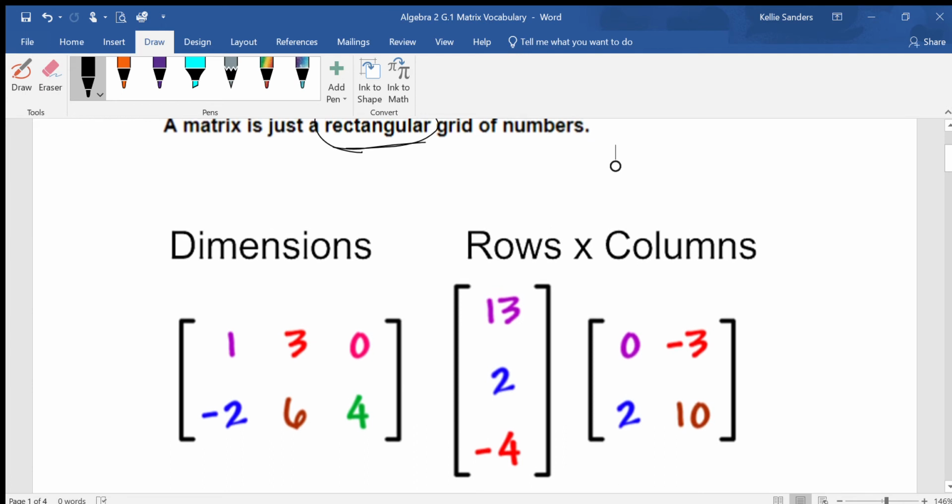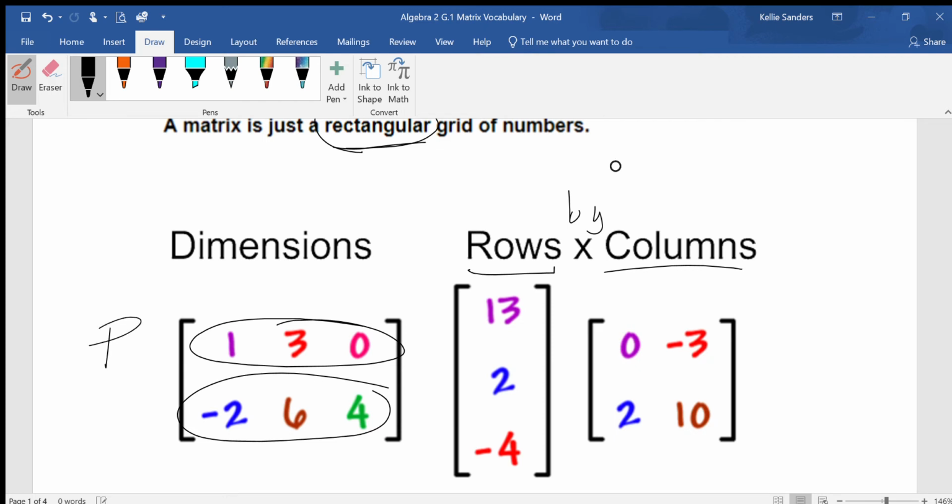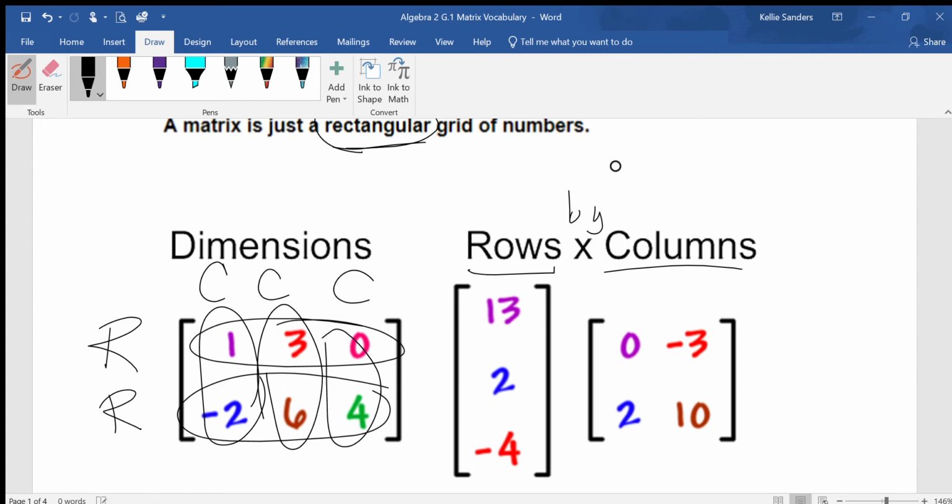the first thing we need to know is how to pronounce or how to say its dimensions. And whenever you're doing dimensions, it's always rows by columns. Rows by columns. Going horizontally are your rows. Going up and down are your columns.